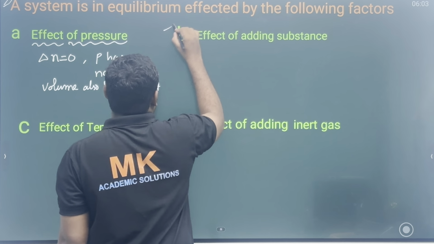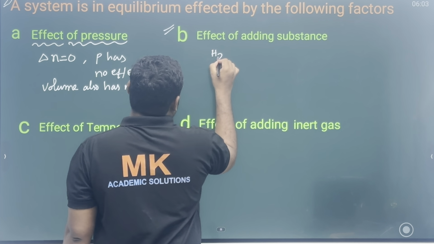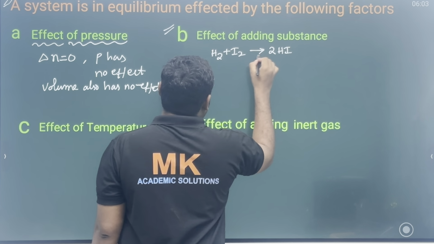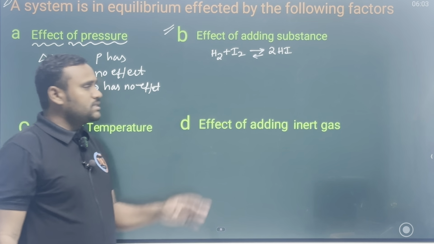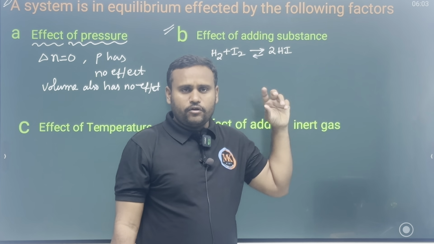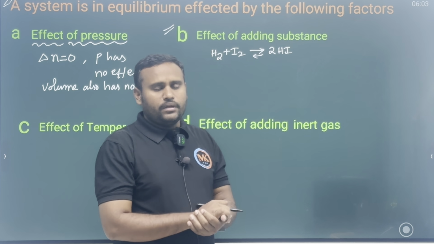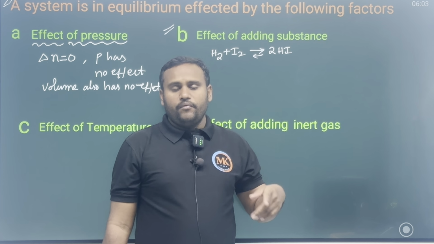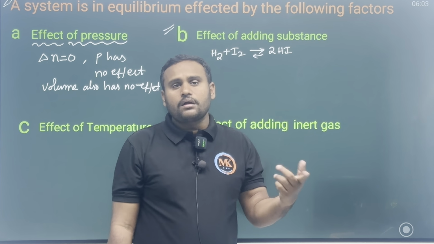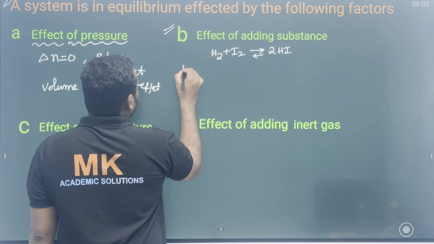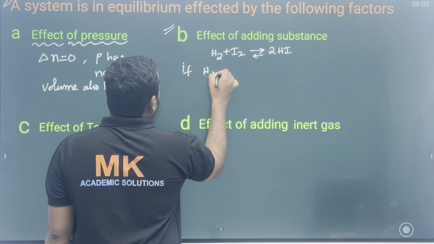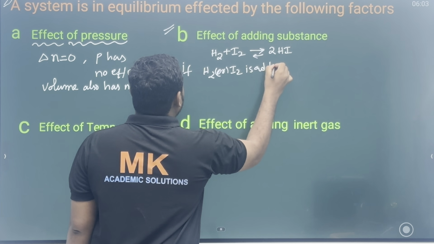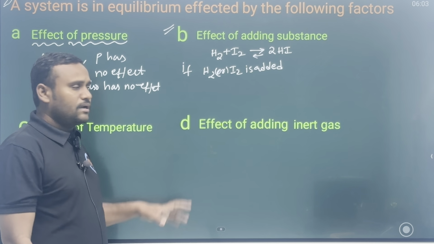Next, go to the effect of adding a substance. See here, H2 gas plus I2 gas gives rise to 2HI gas. Effect of adding a substance at equilibrium means this reaction is already at equilibrium, but after equilibrium is established, we are going to add a substance, either reactants or products. If we add reactant, if H2 or I2 is added, means reactants are added.